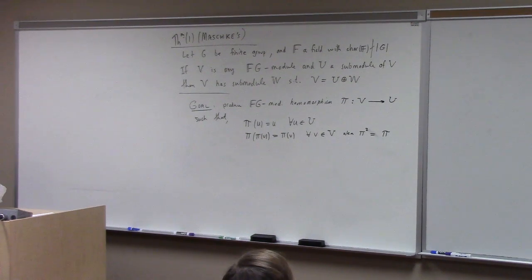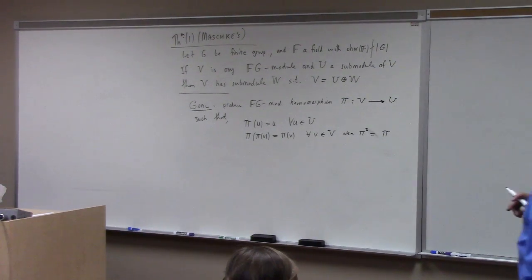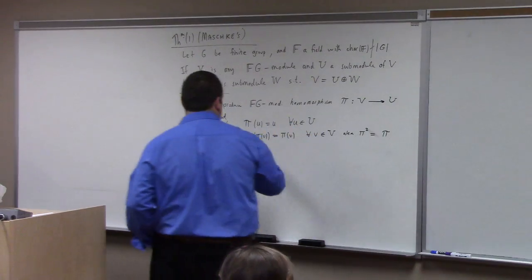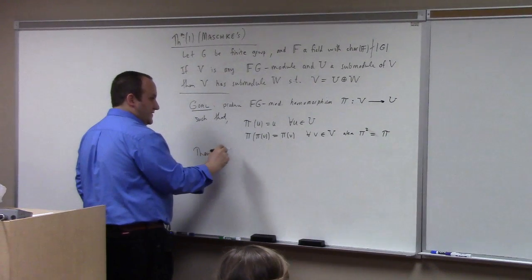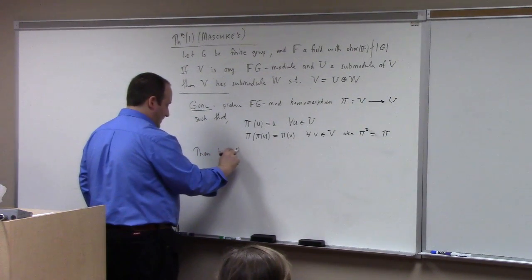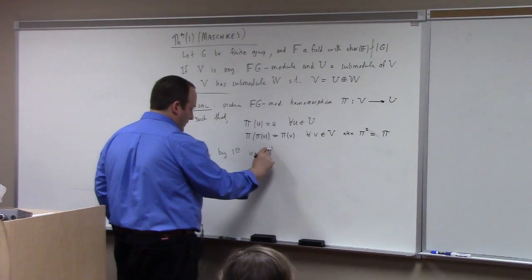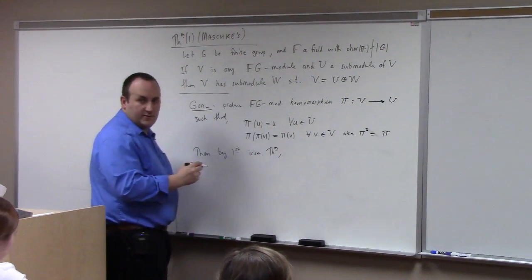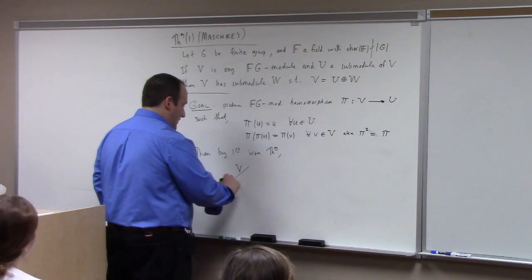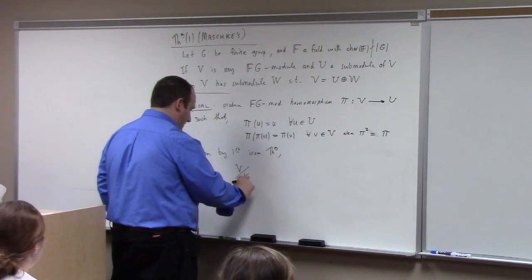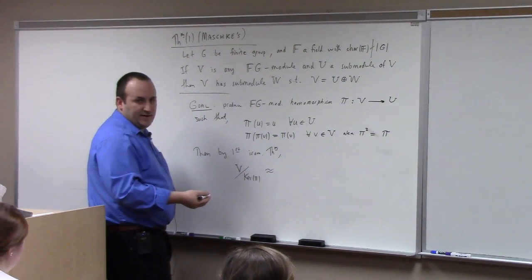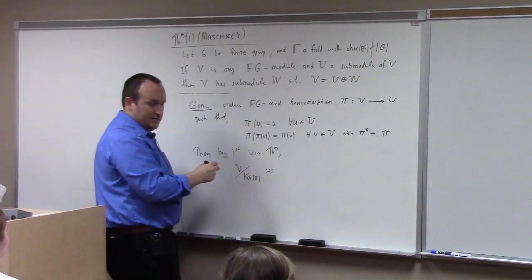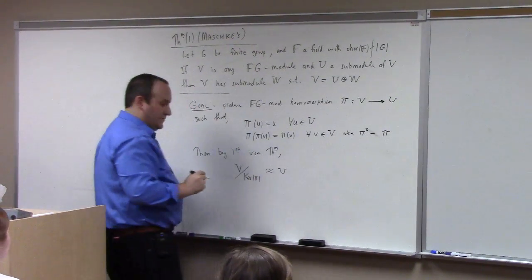So what happens if we have that? Suppose we could produce such an FG module homomorphism. Suppose we've already done it. Then what would that give us? By the first isomorphism theorem for modules, we would have that V mod the kernel of pi is isomorphic to the image of pi, but this pi is clearly a surjection, so this would be isomorphic to U. But what's the kernel of pi?